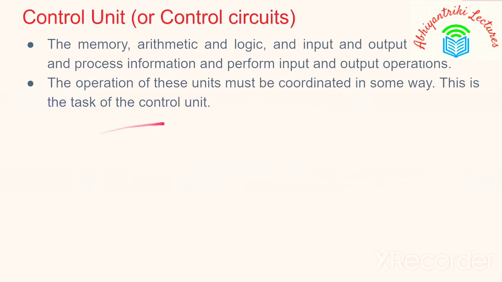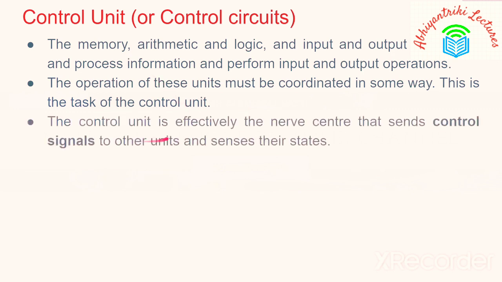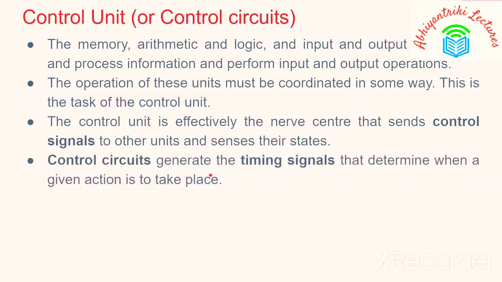It's just like your parents, as I said. The control unit generates timing signals. The control unit is effectively the nerve center that sends control signals to other units and senses their states. It keeps checking their states, whether busy or not. The control circuits generate these timing signals that determine when a given action is to take place. As I said, your parents are control units. They ask you to go to the market and get vegetables, and they give you only 10 minutes. Within that time, you have to go and get the vegetables.